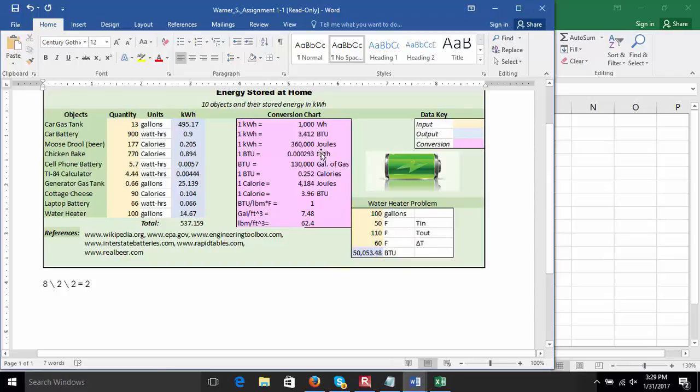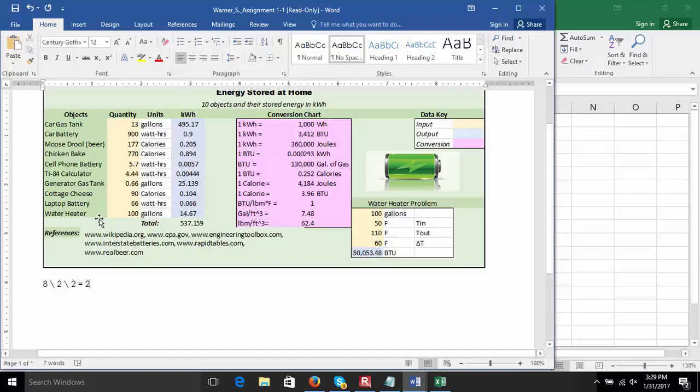Also, not to get too picky, but joules should not be capitalized. I wouldn't capitalize gallons of gas either. So again, don't capitalize joules here. This is all pretty good, but we're getting a few too many significant digits there. I would keep that to 3 sig digs, and I would keep this to 3 sig digs too. Everything else looks pretty good.